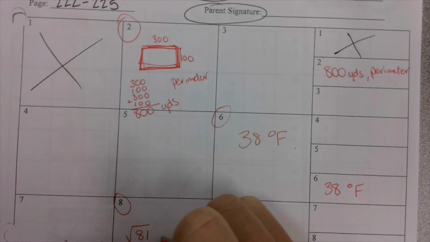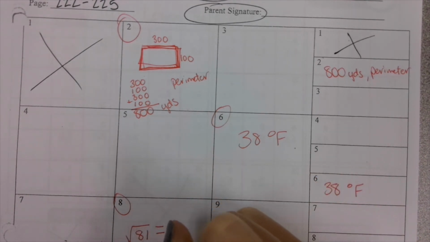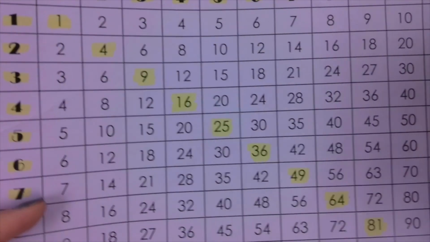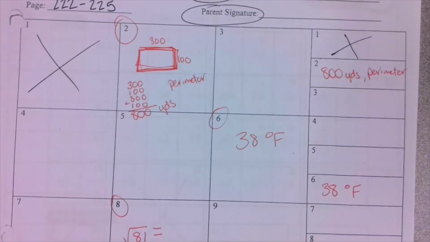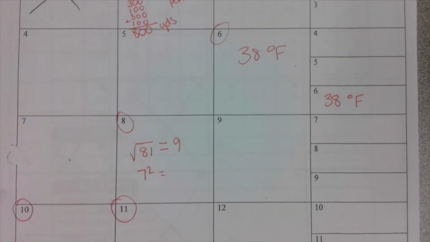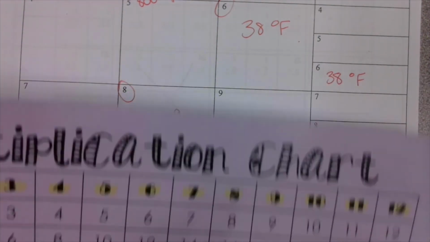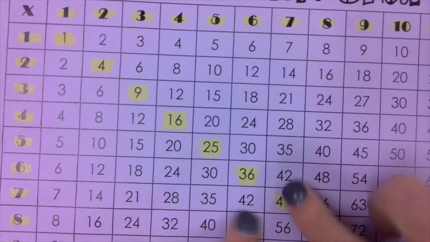The square root of 81 is how much less than 7 squared? Well, square root of 81, if we use our multiplication chart, find 81 in my squares, and then go all the way up to the top, 9. So the square root of 81 is 9. What's 7 squared? Remember, 7 squared means 7 times 7. 7 with that little 2 up there means squared, so 7 times 7, boom, 49.